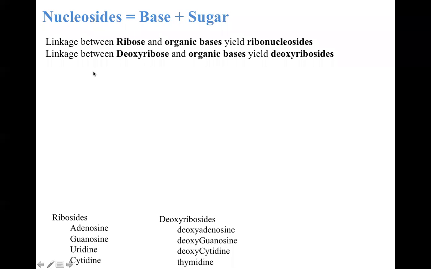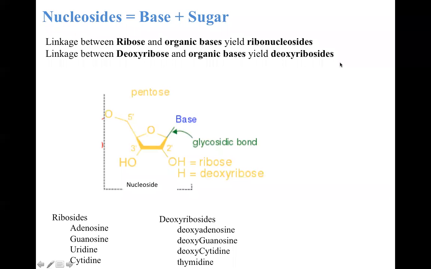So if the linkage is between deoxyribose in DNA and any organic base, it will yield deoxyribosides. Just remember: ribonucleosides in RNA and deoxyribosides in DNA. So this is the sugar and this is the base. So base plus sugar gives the nucleoside.